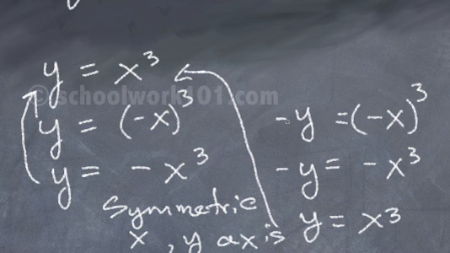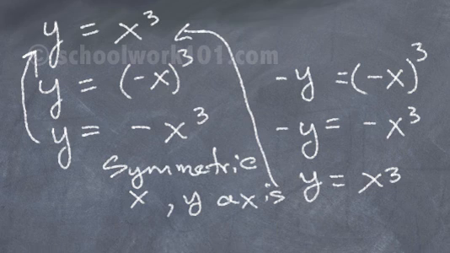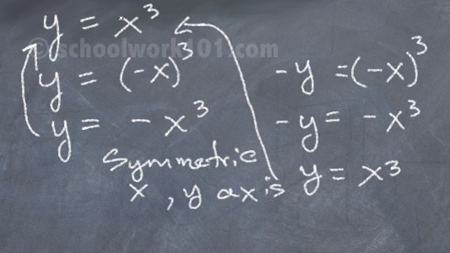But if we replaced y with a negative y and replaced x with a negative x, and then simplified it down, as you can see here, we do get back the same equation. What this means is that this is symmetric about the origin.